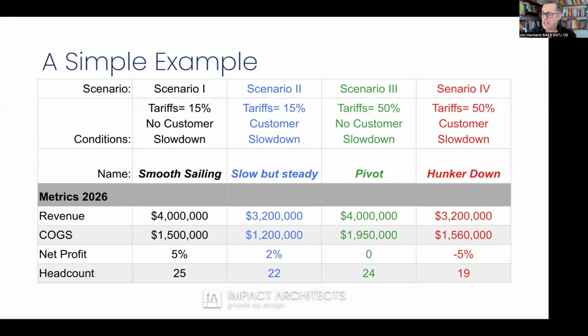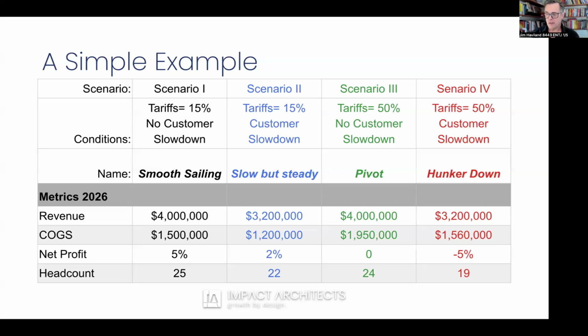So revenue, you can see there it's either 4 million next year or 3.2, right? That's the 20% growth that I was hoping for. And then you can see COGS. You can see some scenarios there based on, is COGS going to be basically what it is now at the 1.5 million? And then if we don't have a change in tariffs, in the slow but steady model, then our COGS is going to be 1.2. I'm still going to have the same infrastructure I have today, so my net profit goes down to 2%. And my head count, I'm only going to get to about 22 people, so I'm probably not going to hire as much. But now I have at least a sense of it.